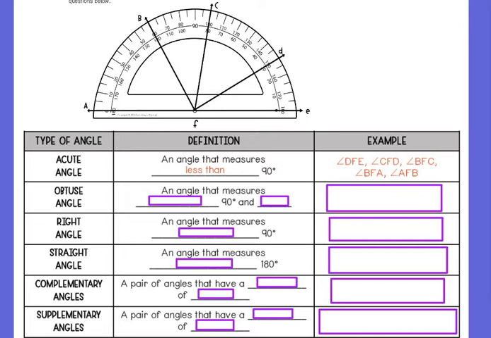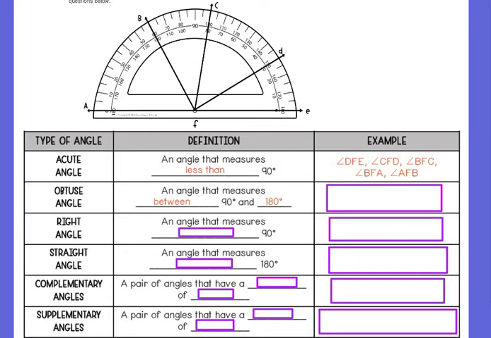All right, obtuse angles. An angle that measures what? More than 90 degrees. Oh, you have an example? Angles that measure between 90 degrees and 180 is its true definition. Measures between 90 and 180 degrees.